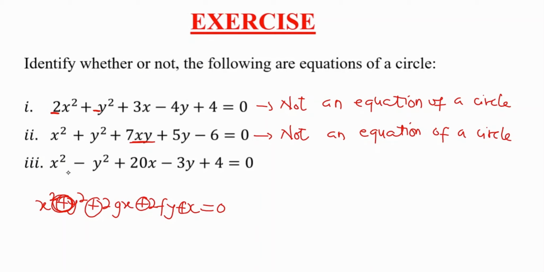By comparing with this one, we can see that the sign in between x squared and y squared here is negative. And because of this, it does not qualify to be an equation of a circle. So hence, it is not an equation of a circle. So practically, you can see that all these three equations are not equations of a circle. So having known this, we are going to end today's video here, and we see you in our next lesson.